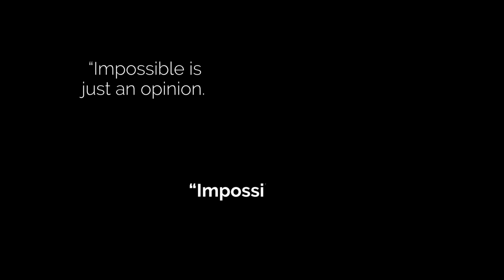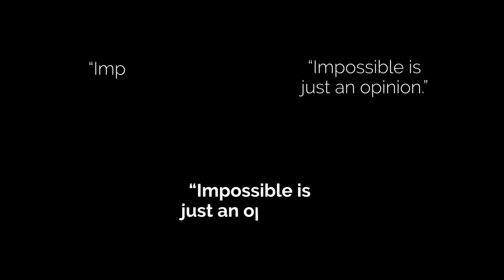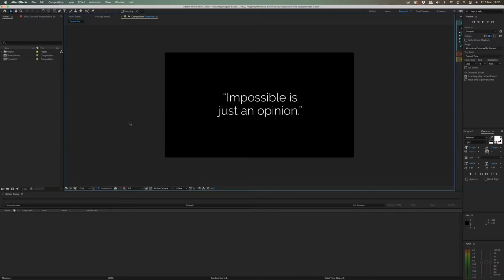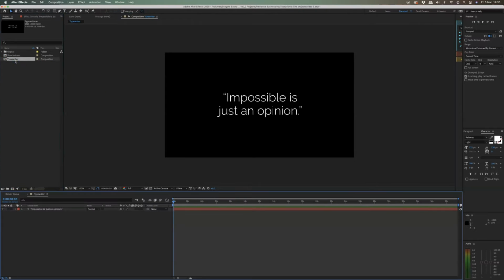I'm going to show you how you can write on your text within After Effects. I'm going to give you three examples, and one example includes using an Illustrator file. So the first example is using the typewriter effect.